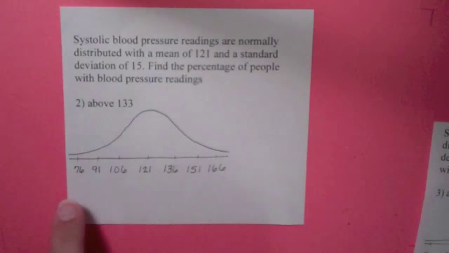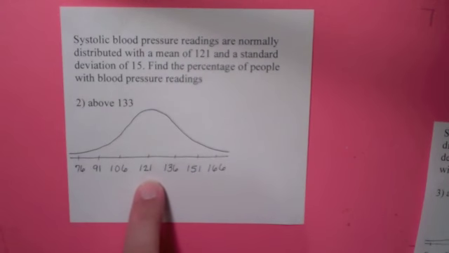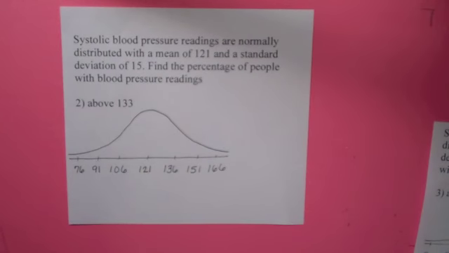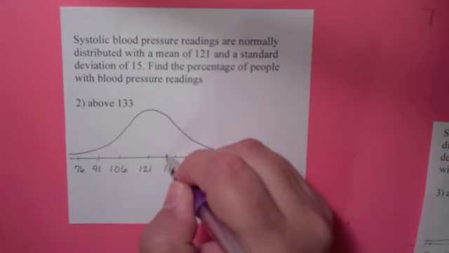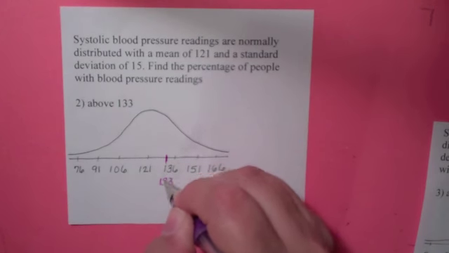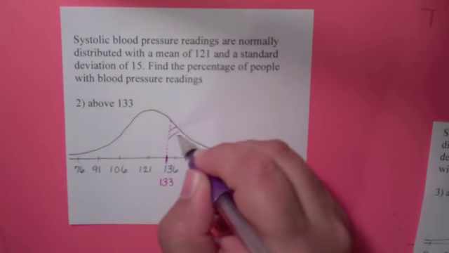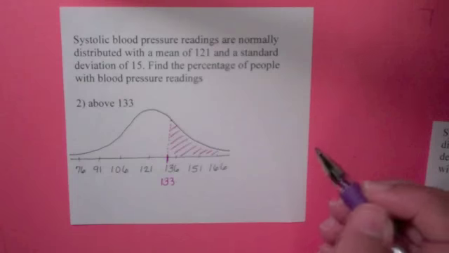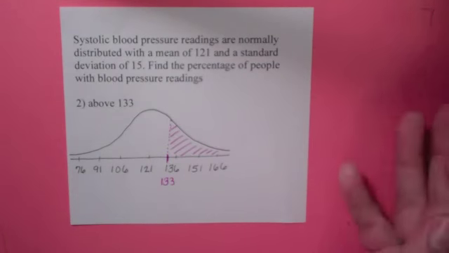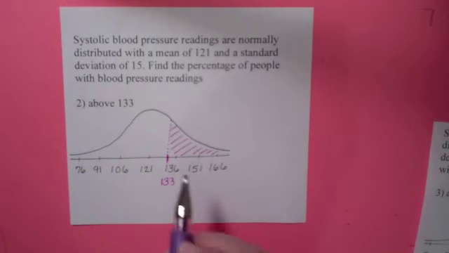Alright, so same problem, again, same picture. You don't have to label everything every single time, but I do like always putting my mean in there of 121. And this time, it's asking me for the percentage of people with blood pressure readings above 133. Well, 133 is at about right there. We don't have to be too exact. There's 133. Above 133 would be to the right because that's bigger, above.